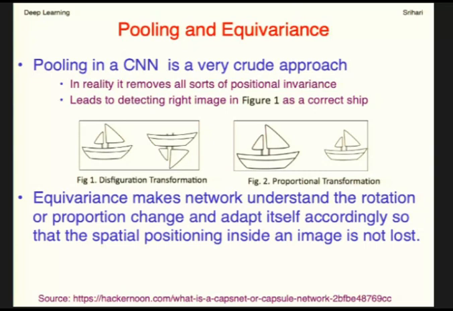That's a proportional transformation. It's a disfiguration transformation. So equivariance makes the network understand that rotation or proportion change, and adapt itself according to that, so that the spatial position inside an image is not lost. It needs to understand what kind of change is happening.